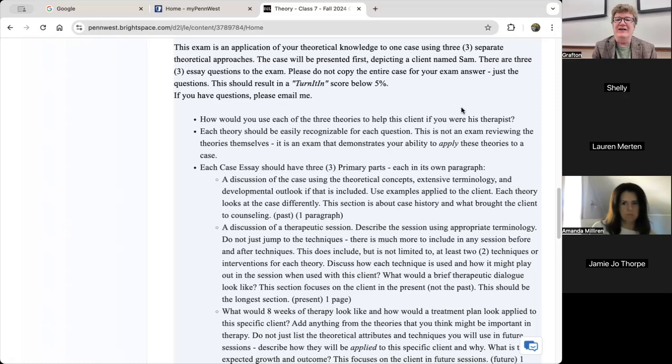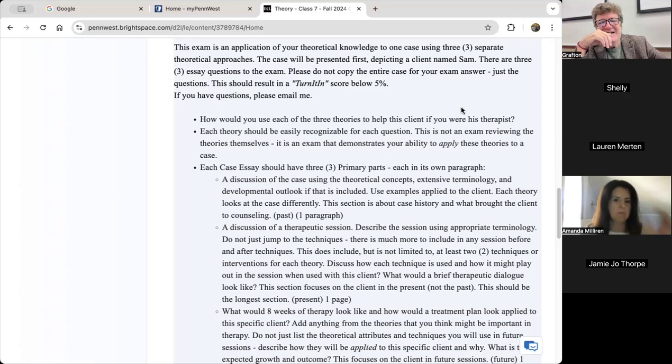Another reason is Turnitin needs to score below 5%. If Turnitin scores above 5%, rewrite something in your own words. It's got to be below 5%. So I would not use a lot of quotes. And don't quote Corey. Corey wrote a textbook. He didn't write any theories. So no quoting Corey.